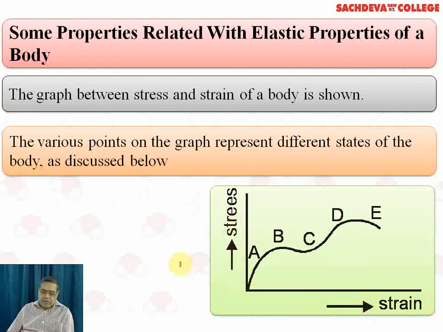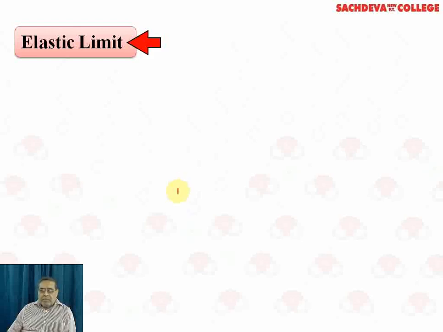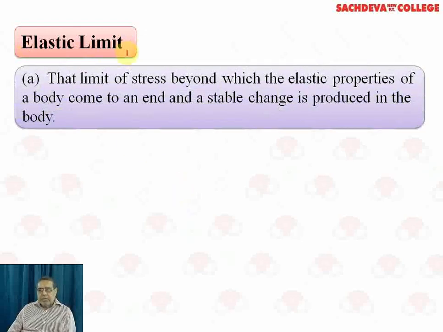Stress is force per unit area. Strain is the change in shape. The various points on the graph represent the different states of the body as discussed below. First is the elastic limit. That is, we go on applying the force on the body and we find that the change in shape goes on to a certain limit, and that is called elastic limit.